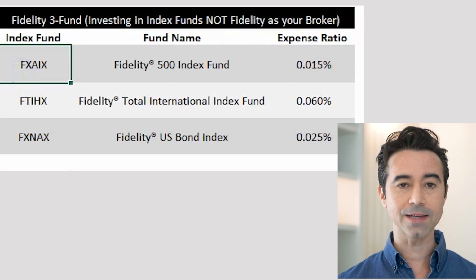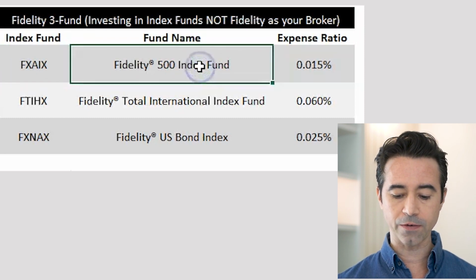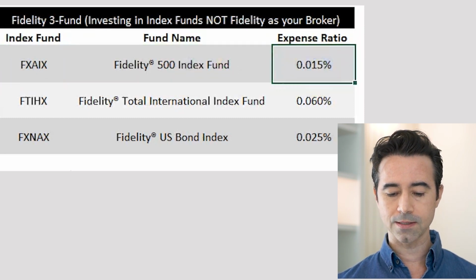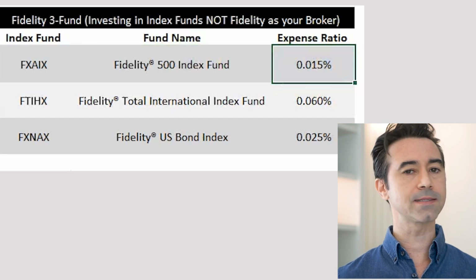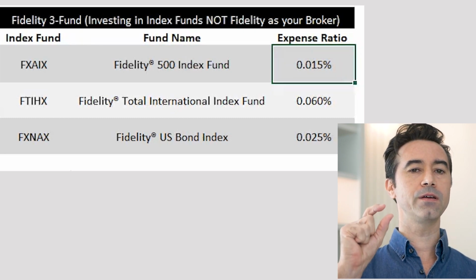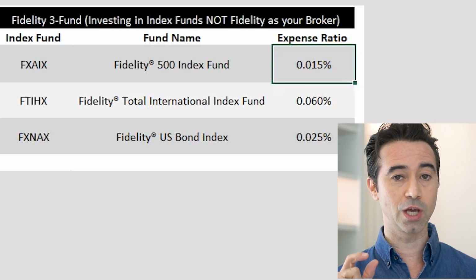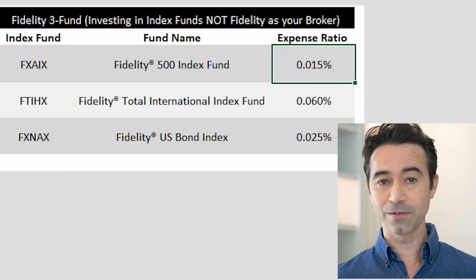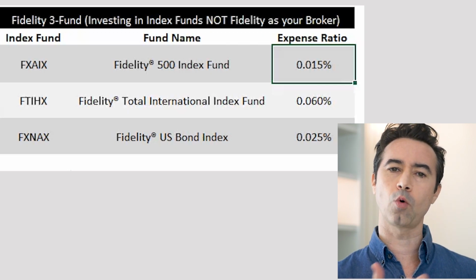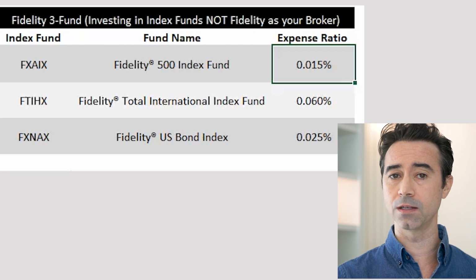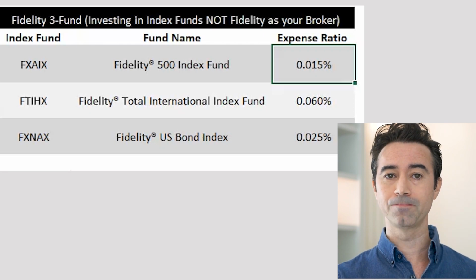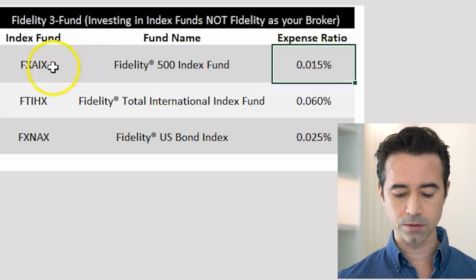So you can have the FXAIX, so that's the Fidelity 500 Index Fund, 0.015%. So that's the difference. It's got a very, very, very small expense ratio, but it's a little bit of an expense ratio. So maybe not quite as good as the Fidelity Zero fund because that one's literally free. This one does cost a very small amount.